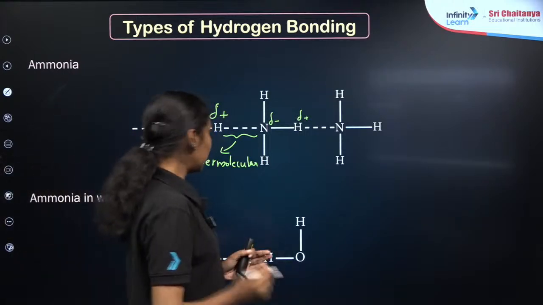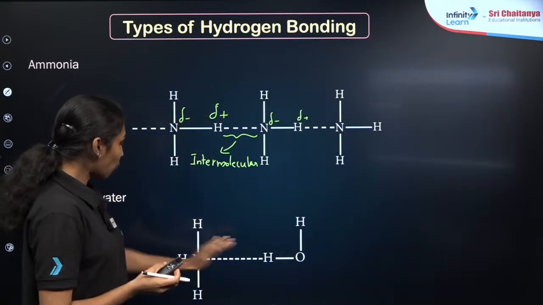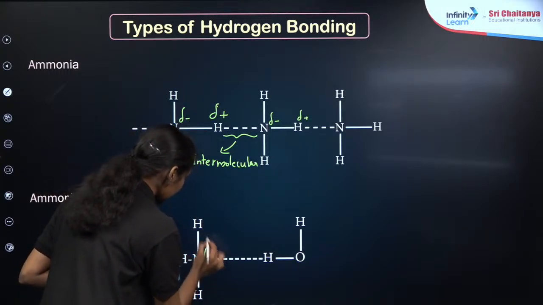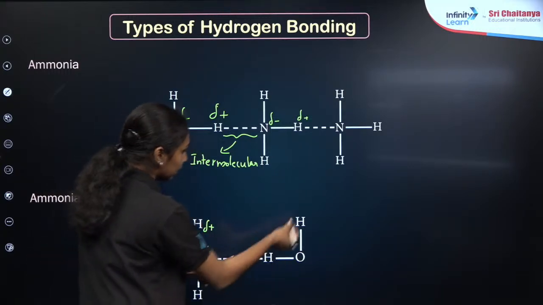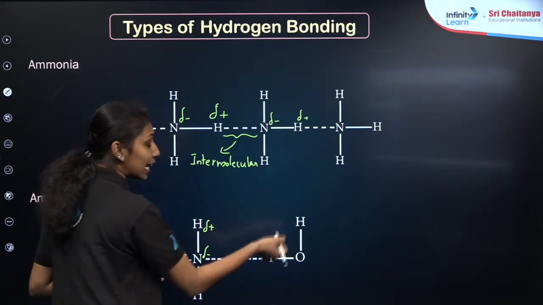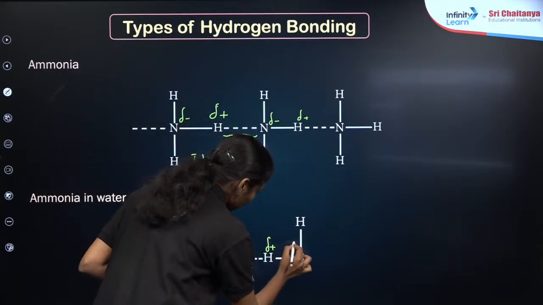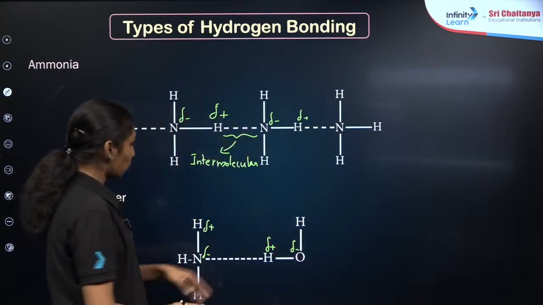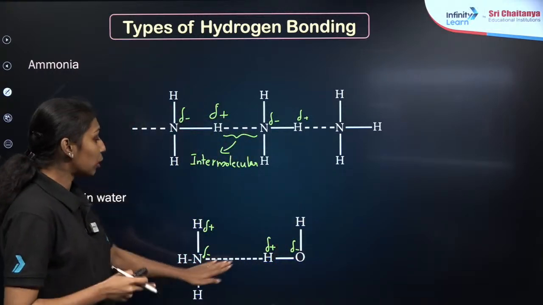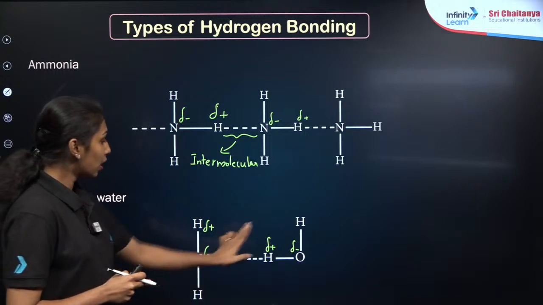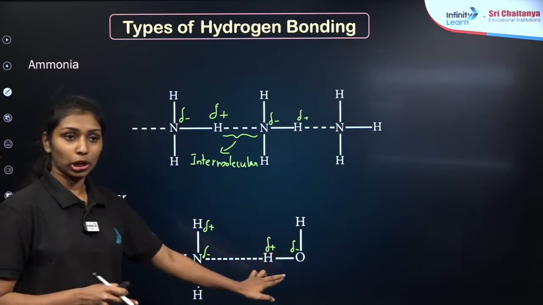Here is the next example. If we take ammonia in water, right? In the ammonia molecule, nitrogen acquires delta minus and hydrogen delta positive, right? Then, in the water molecule, due to the highly electronegative oxygen atom, hydrogen exhibits delta positive and oxygen exhibits delta minus. So here is the intermolecular hydrogen bonding existing between the nitrogen atom of ammonia and one of the hydrogen atoms of the water molecule. Clear?